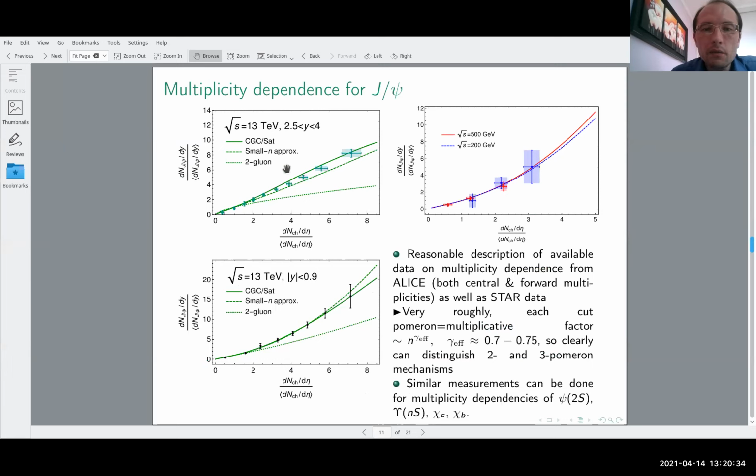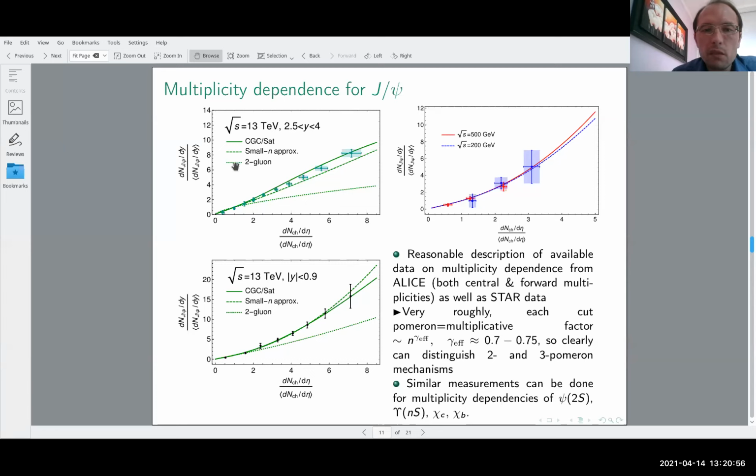Here in the left column, we have data from LHC, and this is from ALICE. We can see the data for the forward production, when J/psi is produced at forward rapidities and particles are collected at central rapidities. And here for the case when both particles and J/psi are produced at central rapidities. We can see that in the second case, the dependence on multiplicity is much more pronounced than in the first case.